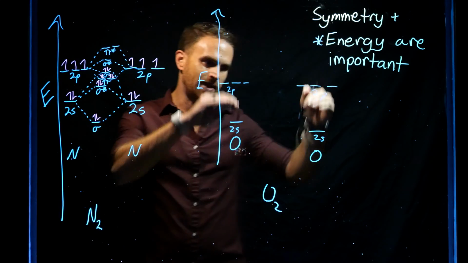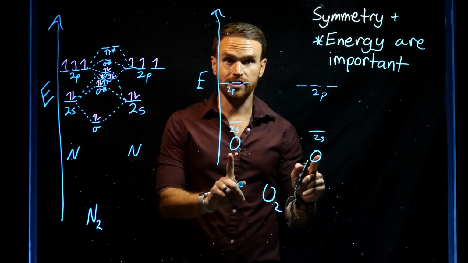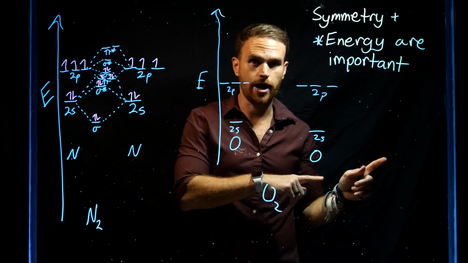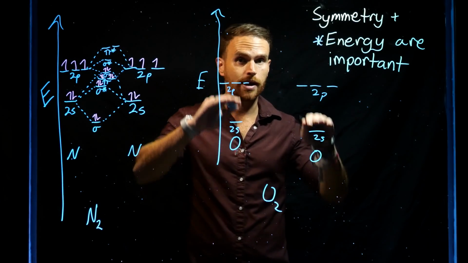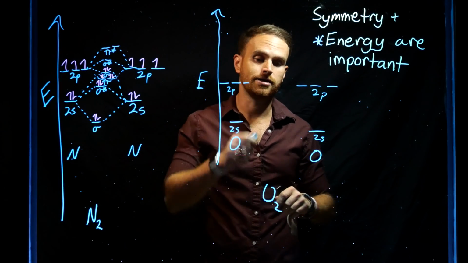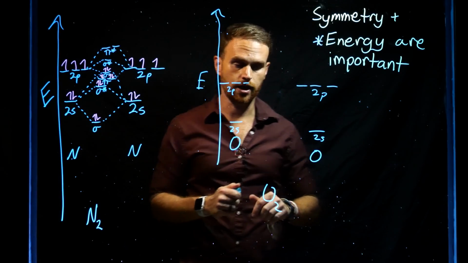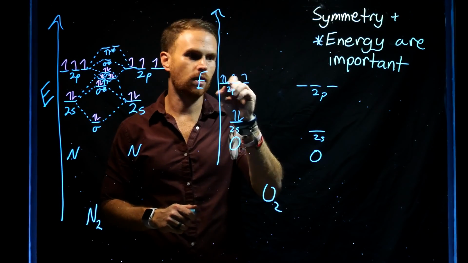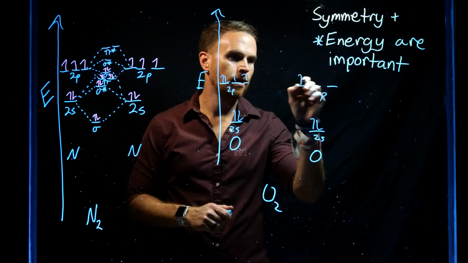And I'm drawing these basically at the same energy because they're both the same atoms. Importantly, as we move on to heteronuclear molecules, these may not always be at the same level, and we need to start to think about how that is going to manifest in our molecular orbital diagram. Okay, so oxygen has 6 valence electrons, so I'll place those in as well.